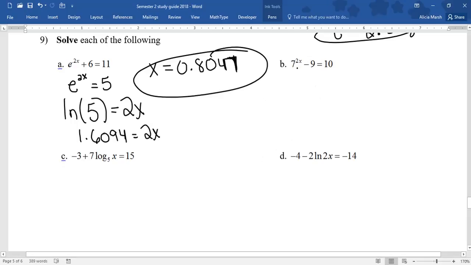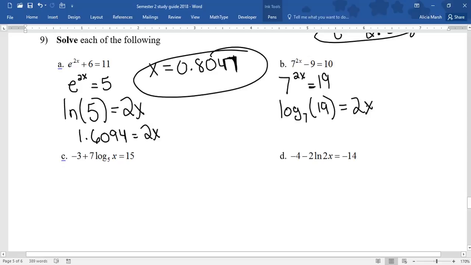Okay. 7 to the 2x minus 9 equals 10. This is another exponential. So I get 7 to the 2x equals 19. All I did is just add the 9 over. So now if I convert this, it's going to be log base 7 of 19 is equal to 2x.